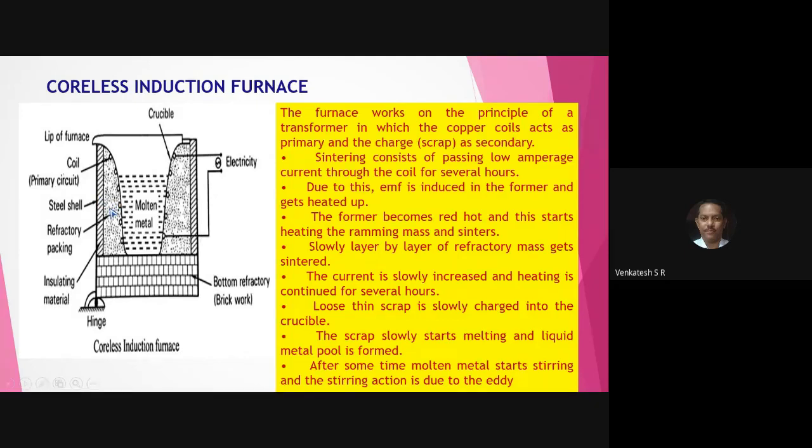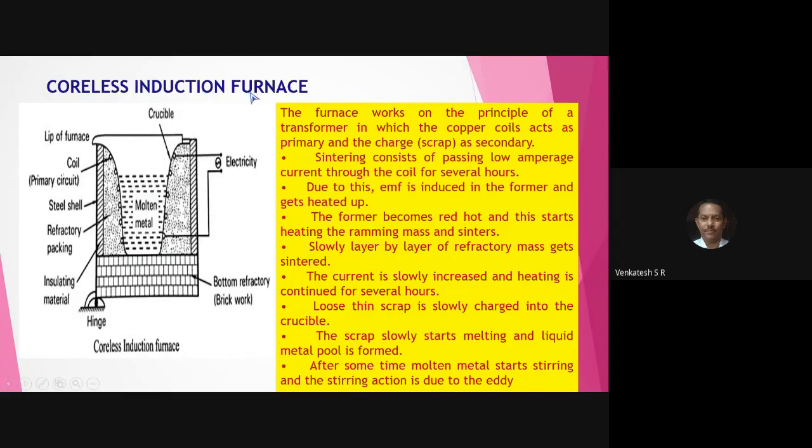You can say refractory packing. It's not a refractory lining, it is a refractory packing. Refractory material available in powder form is placed in between the crucible and the coil. All of you observe here, this crucible is covered with the coil. This coil acts as a primary coil, and the metal inside the crucible acts as the secondary coil.